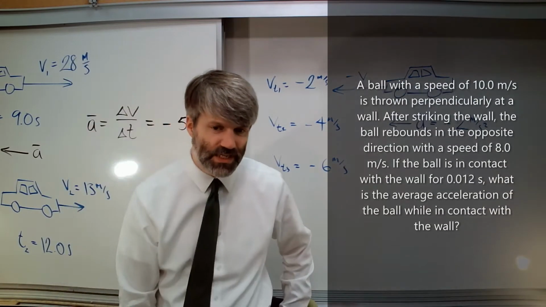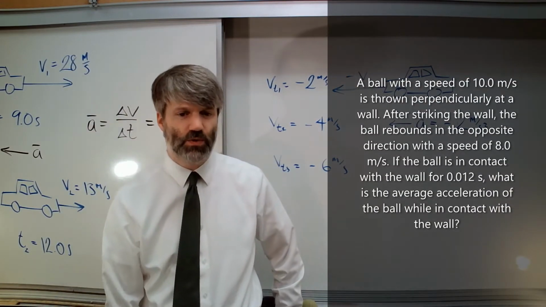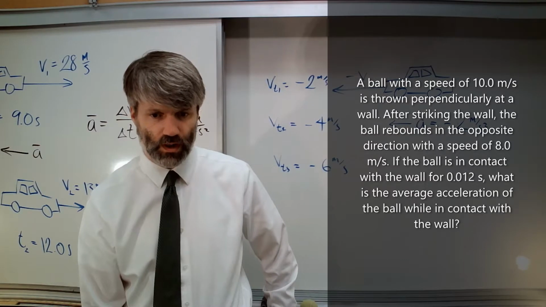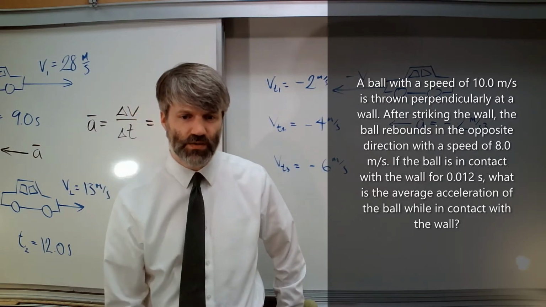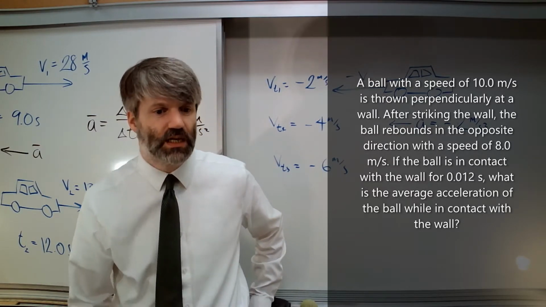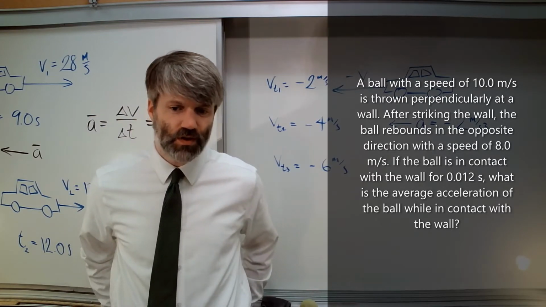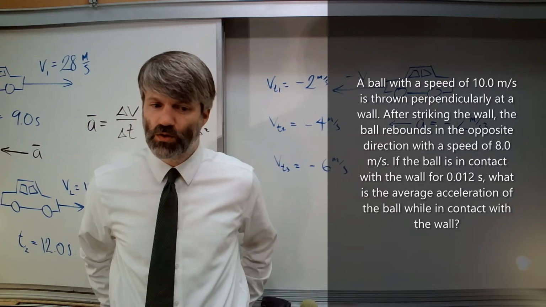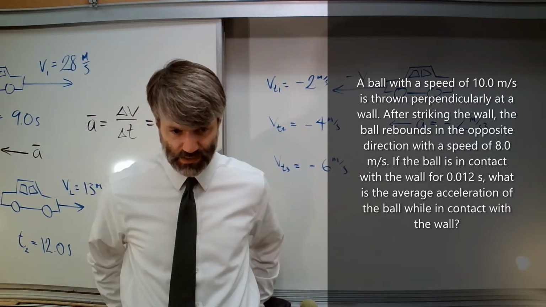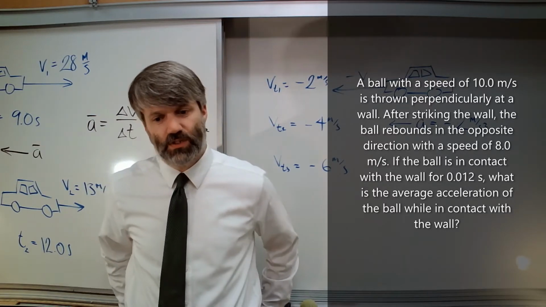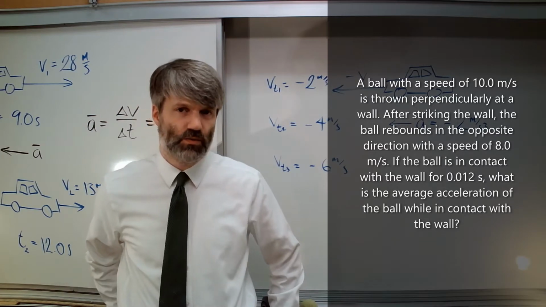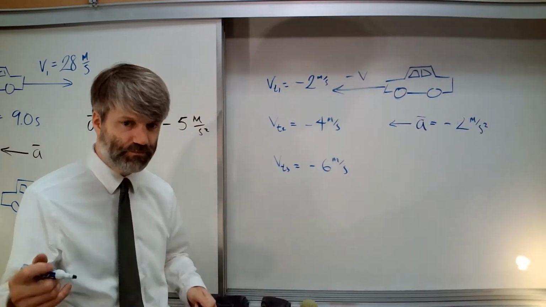A ball with a speed of 10 meters per second is thrown perpendicularly at a wall. After striking the wall, the ball rebounds in the opposite direction with a speed of 8.0 meters per second. If the ball is in contact with the wall for 0.012 seconds, what is the average acceleration of the ball while in contact with the wall? All right.